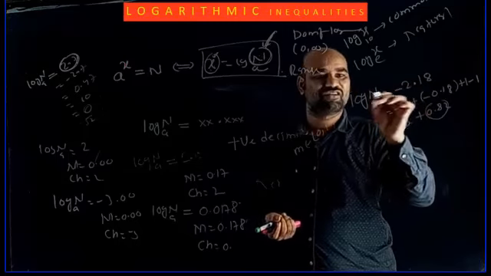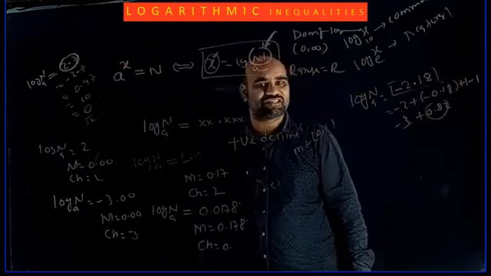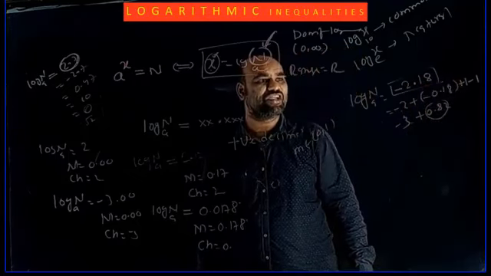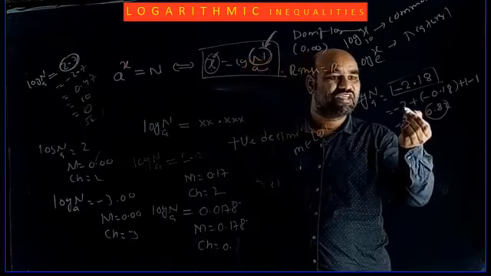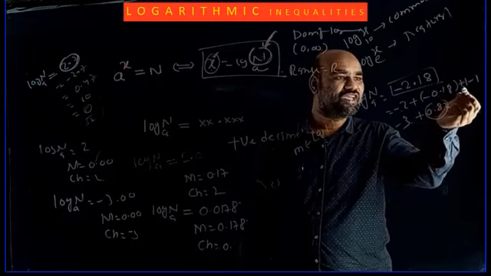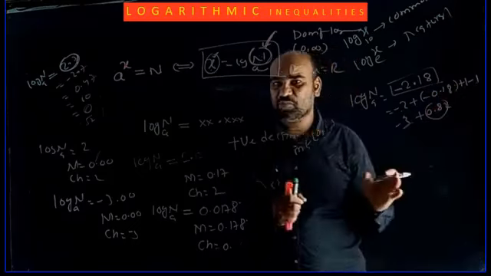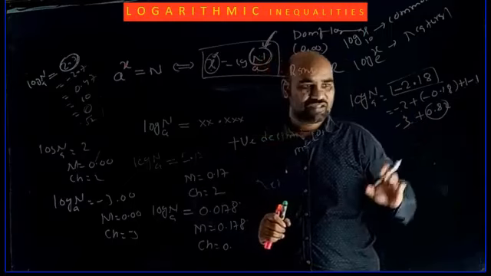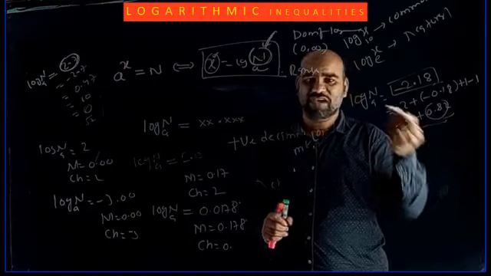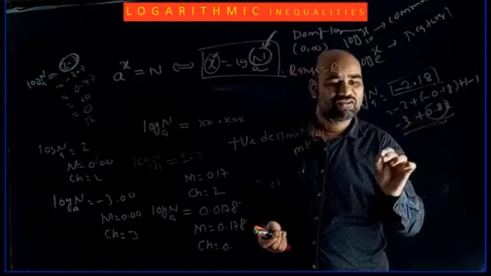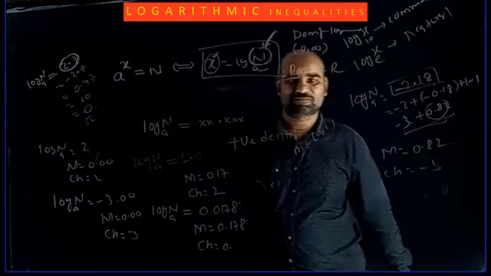Interesting one. Log of n to the base a is given as minus 2.18. Here you can't say that minus 0.18 is the mantissa, because the negative is for the total. That's why minus 2 plus minus 0.18. I added 1, subtracted 1, so I made the decimal part positive, from 0 to 1. The same number is nothing but minus 3 plus 0.82. The value is the same. Now you can call the mantissa 0.82 and the characteristic minus 3.